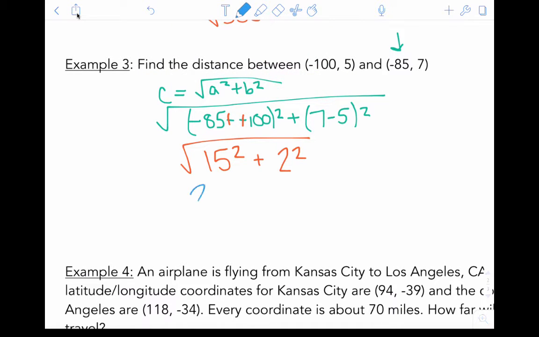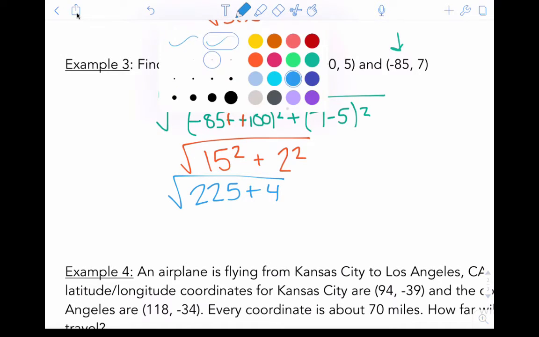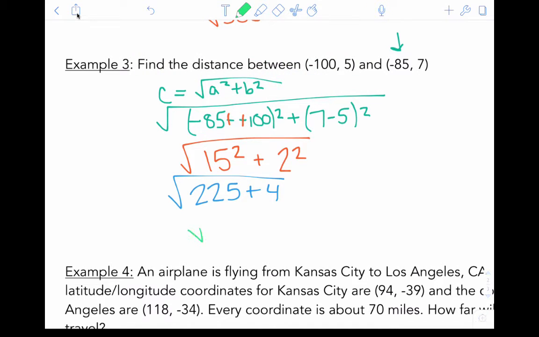15 squared is 225. 2 squared is 4. All of that under a square root. And now I'm going to add those two together to get square root of 229. Now this does not simplify, so my answer is square root of 229 units.